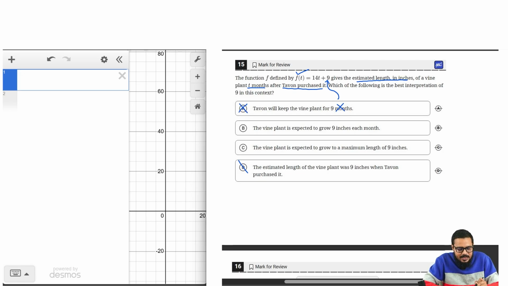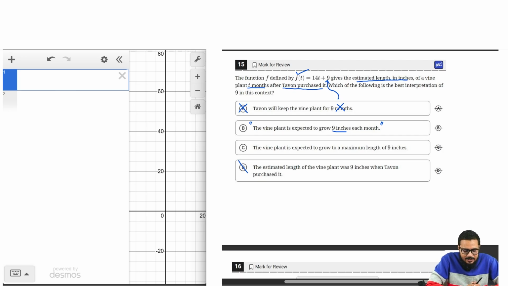Now, answer option B says the vine plant is expected to grow 9 inches. The word inches is correct, but 9 is not the gradient. 9 is my y-intercept. Answer option B is actually describing the definition of gradient, right? And the gradient is not the number 9, it's actually the number 14 in the linear equation that we see.